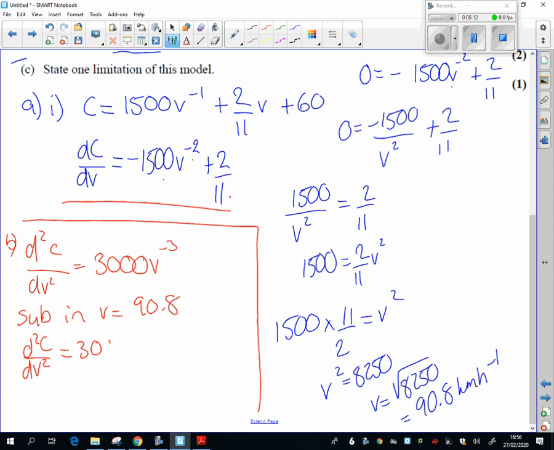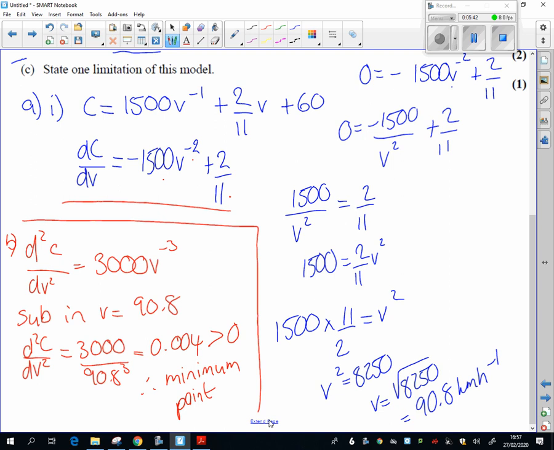And then it's just being very careful to clearly conclude what we're showing here. So 3,000 over 90.8 cubed. Although we're not really bothered about what the actual value is, I would still write it down because it's just evidence that you've done the calculation. But what we really care about is that that is greater than 0. So as the second differential is greater than 0, that tells us it's a minimum point.